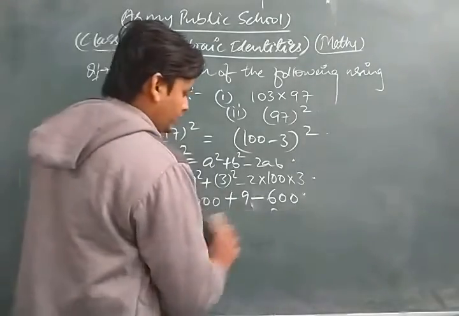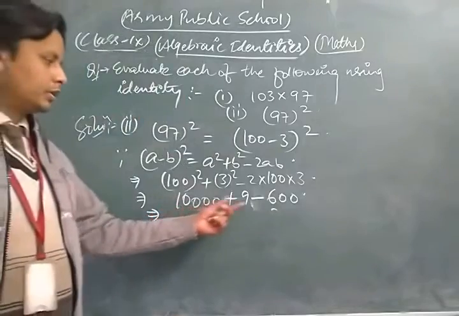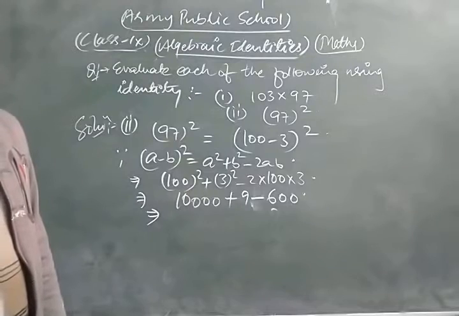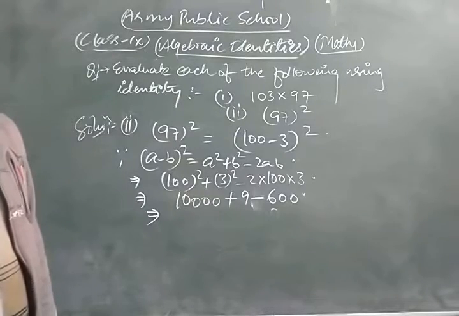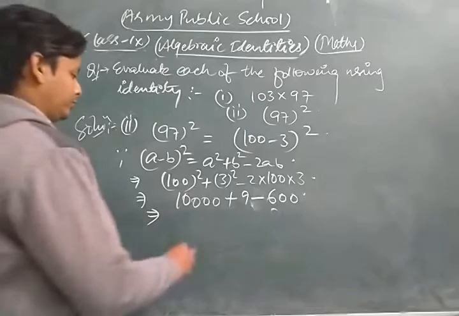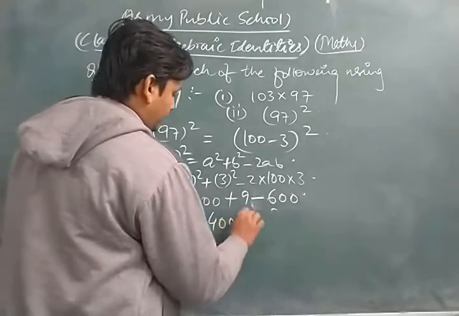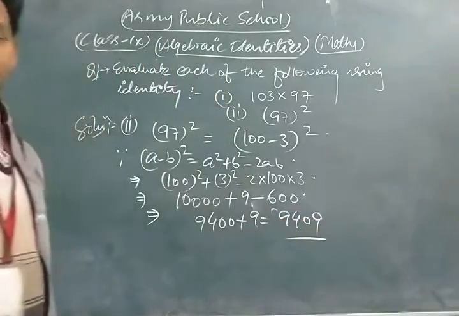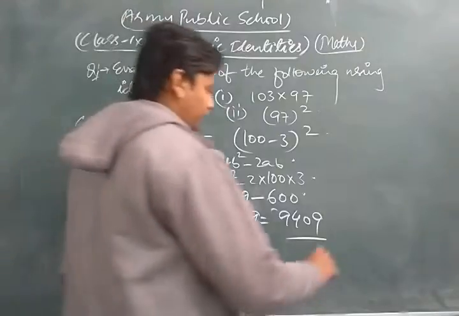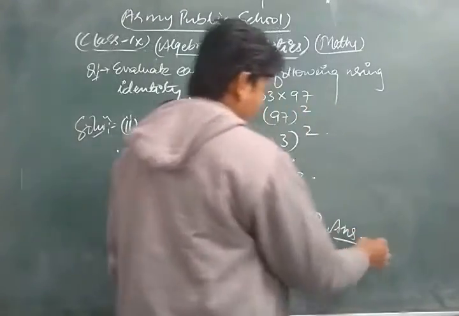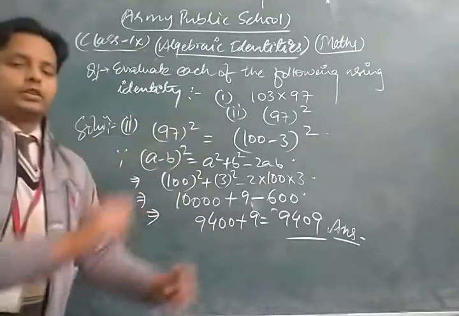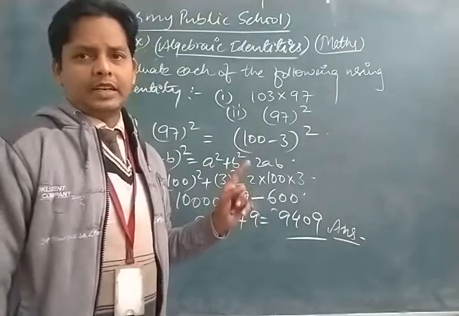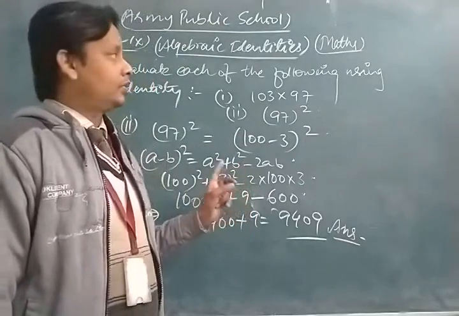First, what do I do? We subtract 10,000 minus 600. So 10,000 minus 600 is equal to 9,400. 9,400 plus 9, that is 9,409. This is the required solution of the given question. So in this way, dear friends, you can solve each and every question of your NCERT exercise based on this topic. This is one of the most important questions.